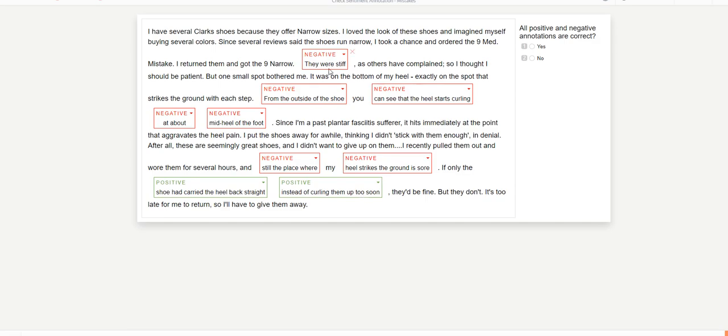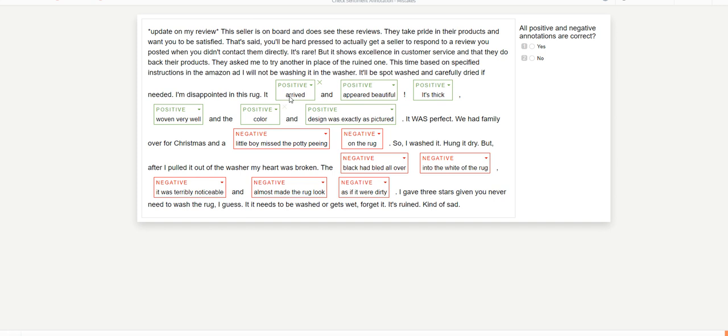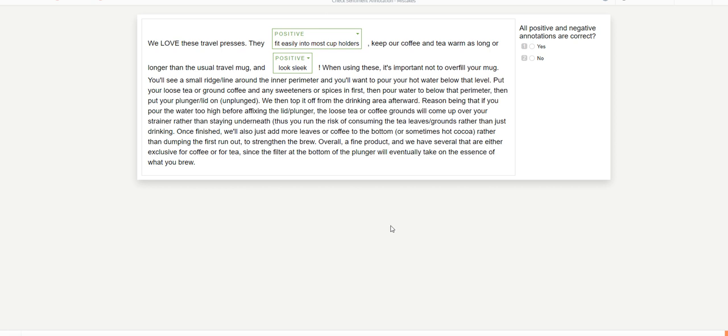Moving on to the next. "They were stiff from the outside of the shoe. Can see the heels start curling at about." This is going to be a no, guys. This is not a feature from outside of the shoe. "At about," so that's a no. It's not a feature of the product. "Arrived, appeared beautiful. It's thick, woven very well. Color." It's a no again. "Fit easily into most cup holders. Look sleek." That's a yes.